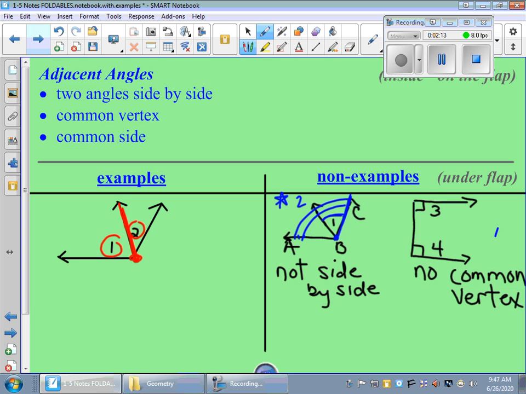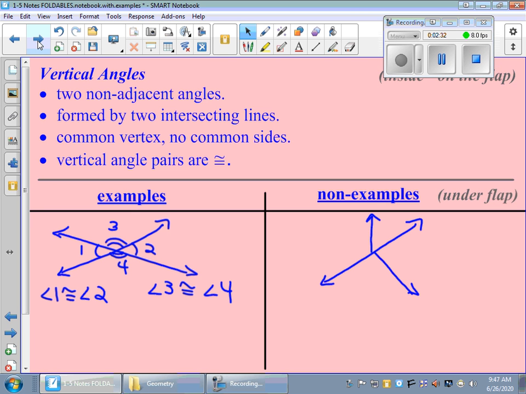This is a non-example right here because angle 3 is here, angle 4 is here. They have no common vertex. So this one was not side by side, and this one has no common vertex. This is a vertex, this is a vertex, not common. That's the definition of adjacent. Next one we talk about is vertical.